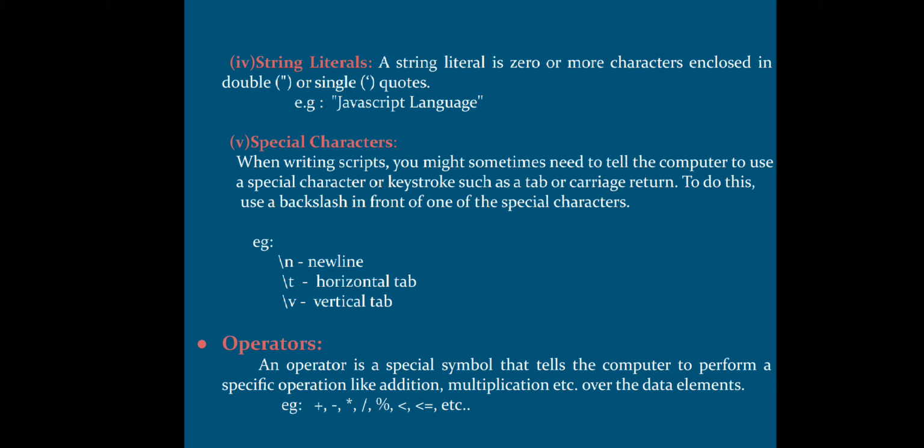Now let us see what an operator is. All of you know an operator, when applied on operands, produces a result. That is, an operator is a symbol and operands are the data fields. When the special symbol is applied on operands or data fields, it gives us a result. They perform a specific operation like addition, subtraction, multiplication, division. We have so many other operators. We'll discuss them in later topics. So this is about tokens in JavaScript.